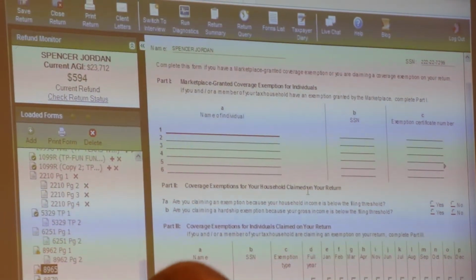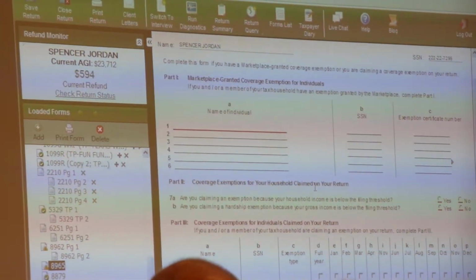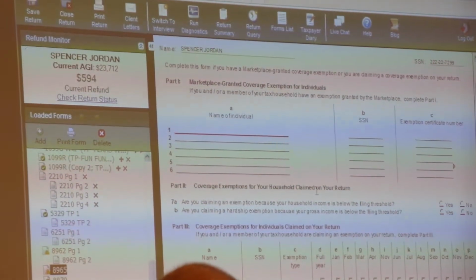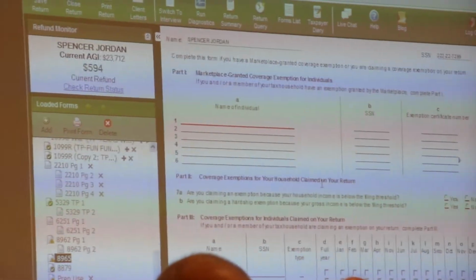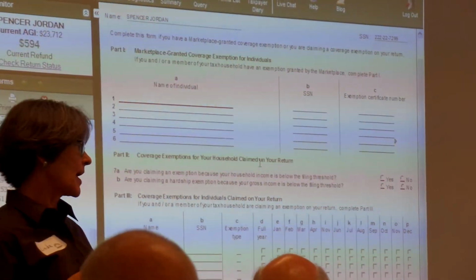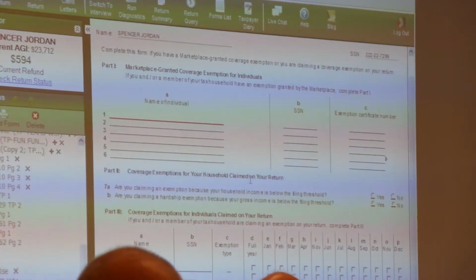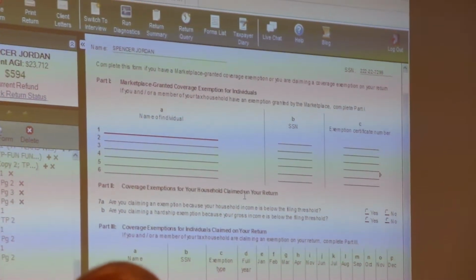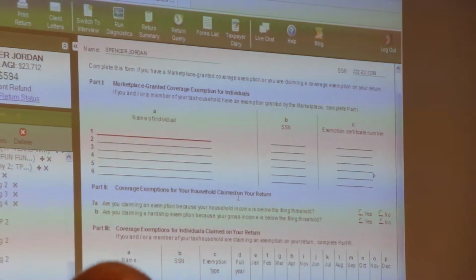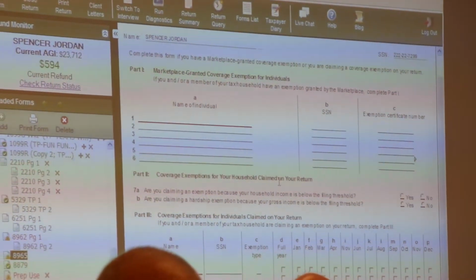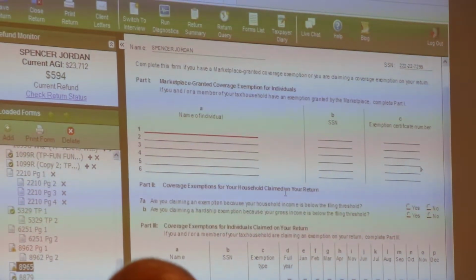I don't know. I didn't go through the calculations to see if the premiums for her would have been greater than 8% of the household income. It could be. But we don't want to shortchange our clients, obviously, just because it's difficult to do.